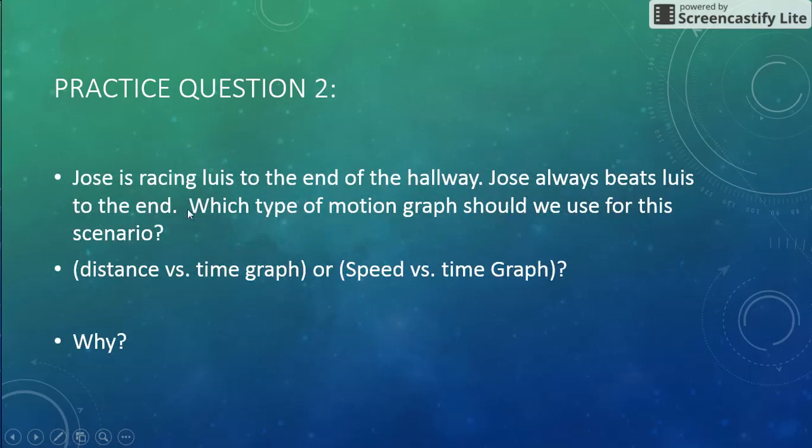Practice question 2. Jose is racing Luis to the end of the hallway. Jose always beats Luis to the end. Which type of motion graph should we use for this scenario? Should we use a distance versus time or a speed versus time graph, and why?